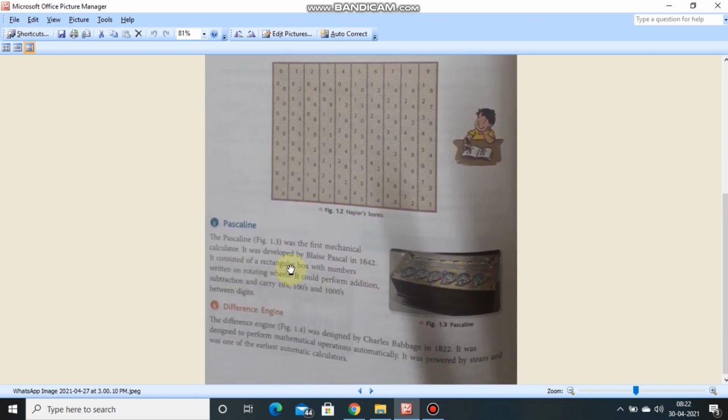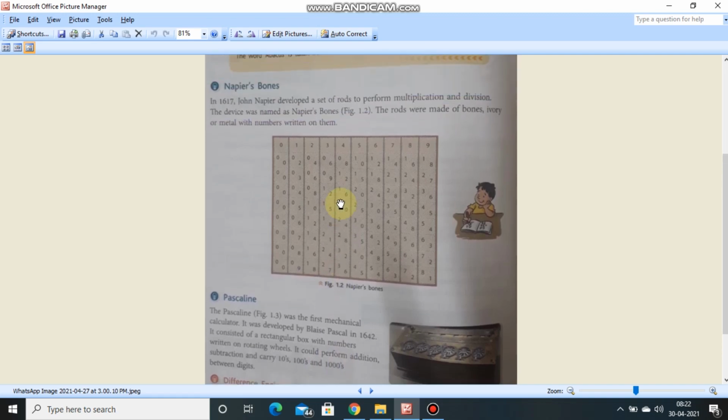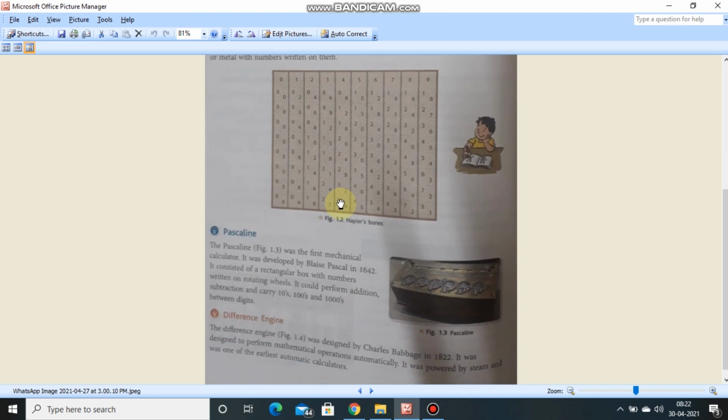It was a rectangular box with numbers written on rotating wheels. It could perform addition, subtraction and carry tens, hundreds and thousands between digits, up to 1000 units. So the Pascaline was capable of doing more calculations than Napier bones and the abacus.